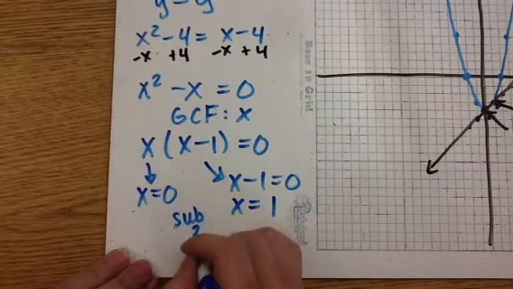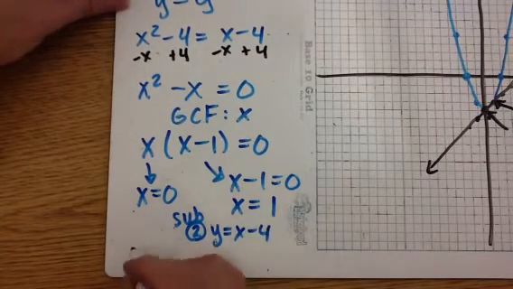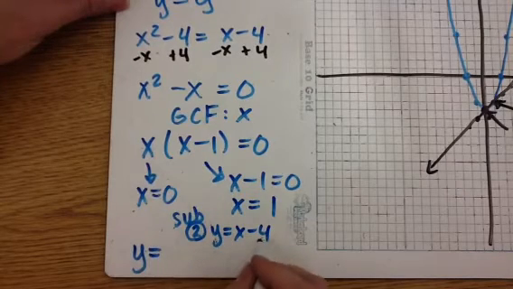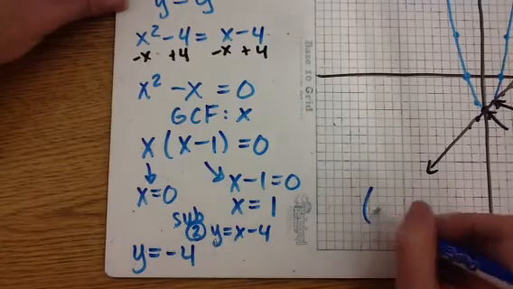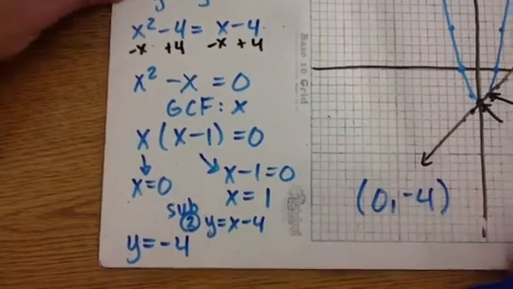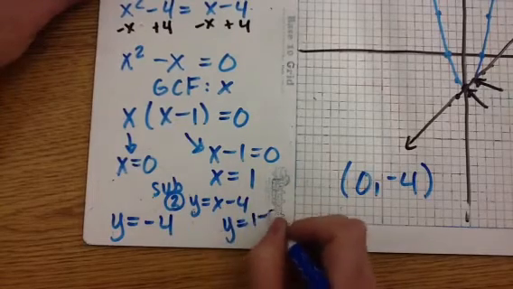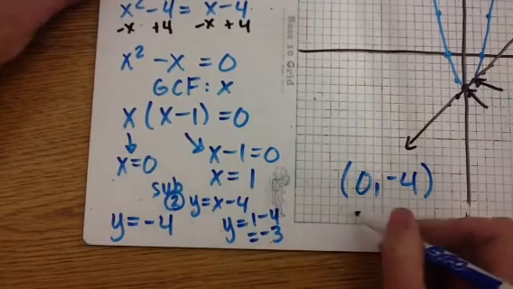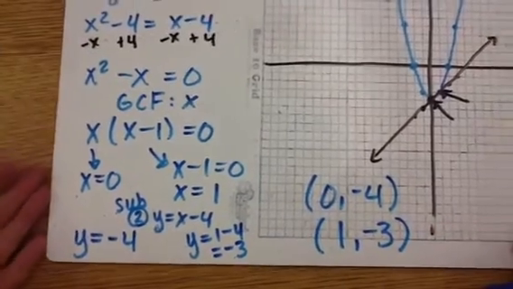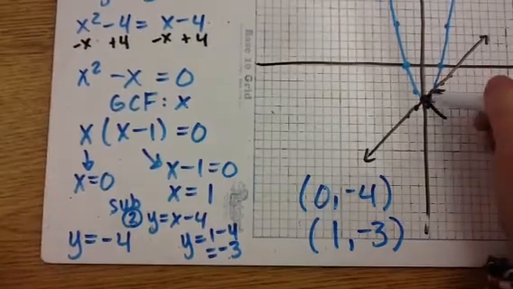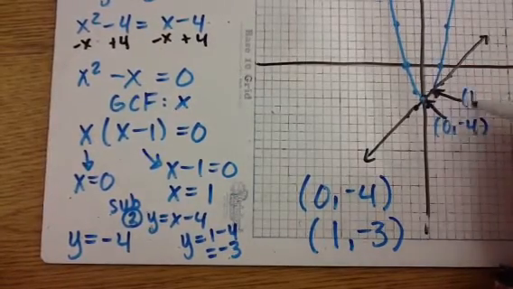I will use equation 2, which is y equals x minus 4. So when x is 0, y equals 0 minus 4, so y is negative 4, which gives me the ordered pair 0, negative 4. And when x is 1, y equals 1 minus 4, which is negative 3. So the other ordered pair is 1, negative 3. And when you look at your graph, 0, negative 4 is right here, and 1, negative 3 is right here.